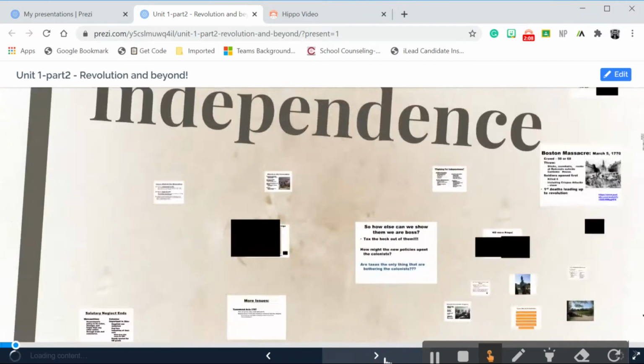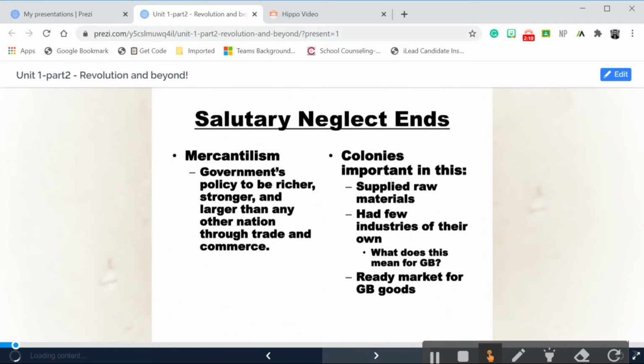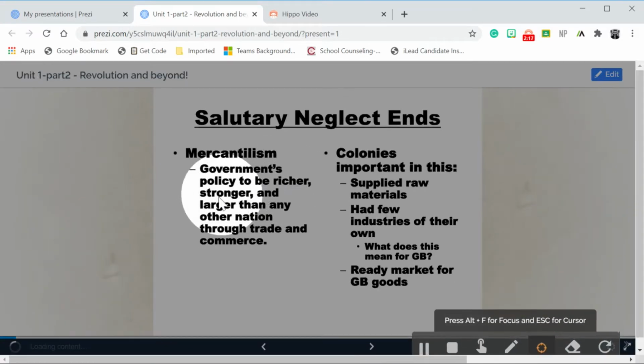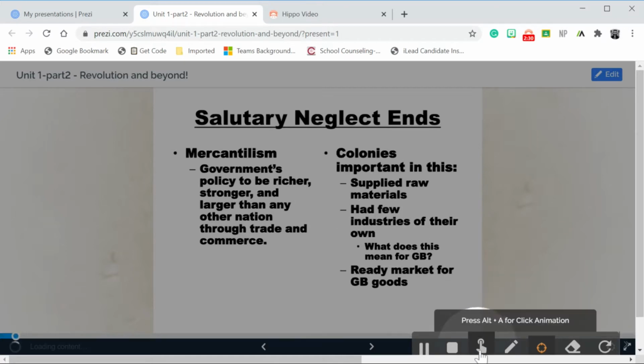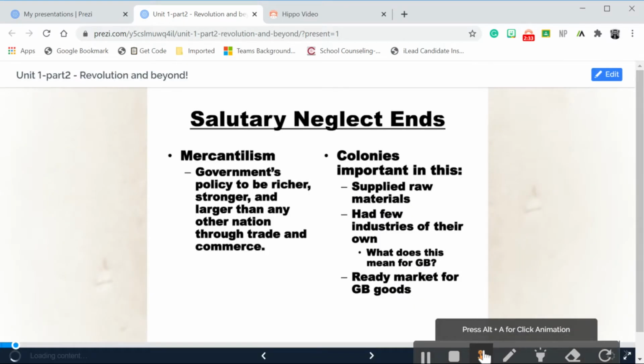Okay. Talk about salutary neglect is on the end. So let's go back. Remember what mercantilism is: a government policy to be richer, stronger, and larger than any other nation through trade and commerce. Well, that's cool. But Great Britain had a lot of war debt, so that was a big issue there. Then also many in Great Britain felt that the colonists should be responsible for much of that because the war was fought to protect them.